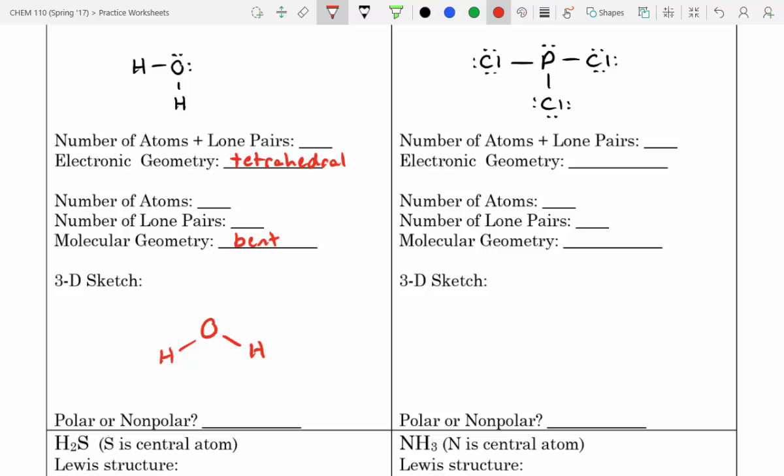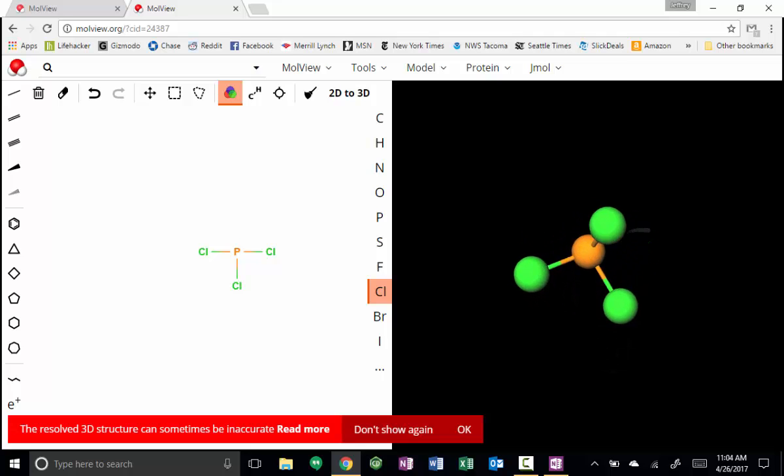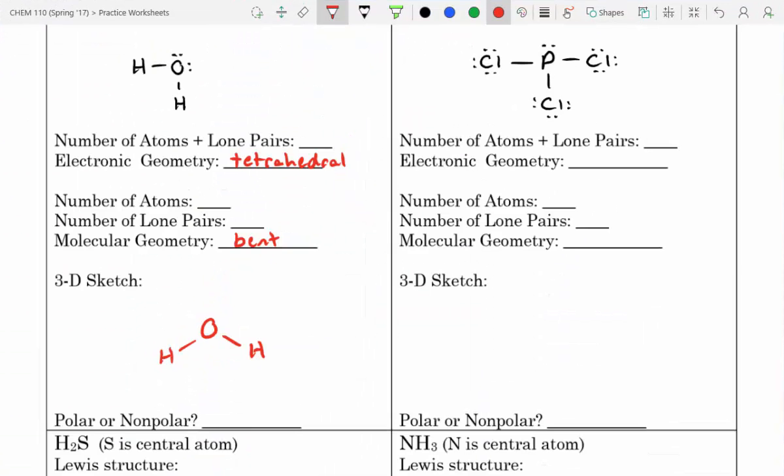So phosphorus trichloride. I'll again cheat and use my view here. So if you look at it, can you guys see how it doesn't quite lay flat no matter how I look at it? Is that what you guys saw when you built the model? Okay, that's perfect. So phosphorus has one lone pair and 3 bonded atoms. What would its electronic geometry be? Tetrahedral. It still has 4 electronic groups around it, so it would be tetrahedral.